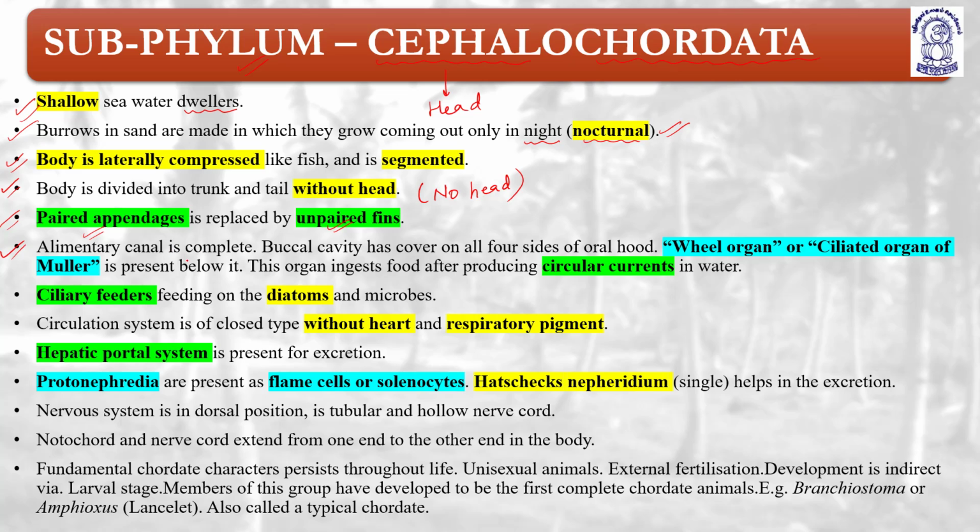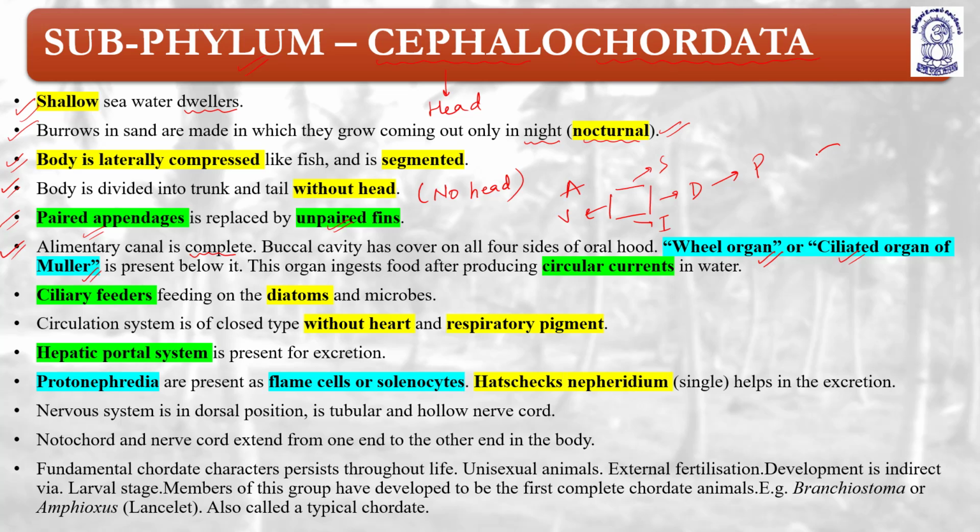Alimentary canal is complete. Understood. The buccal cavity has a cover on all four sides: anterior, posterior, superior, inferior, dorsal, ventral. Ventral is also known as anterior, dorsal is also known as posterior. So the buccal cavity is covered on the four sides, which is known as what? Organ of Wheel, or wheel organ, or ciliated organ of Mueller.